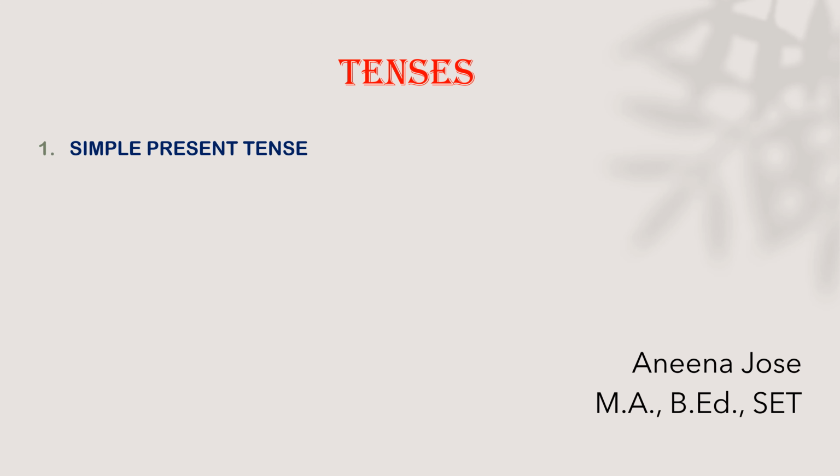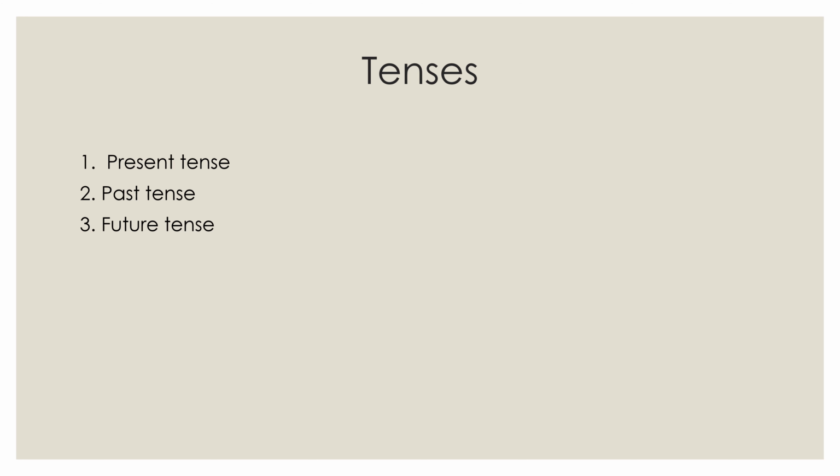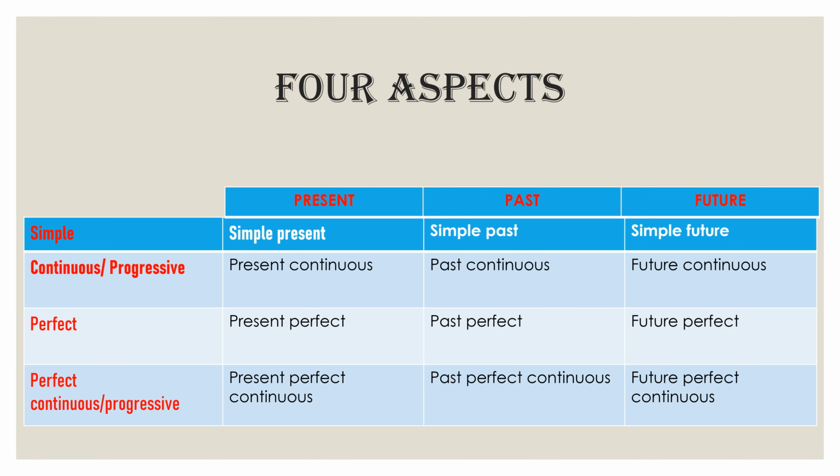Today we are going to begin with the topic tenses. Tenses are the backbone of a language. There are three basic verb tenses in English: present, past, and future. Each tense has four aspects: simple, progressive or continuous, perfect, and perfect progressive or perfect continuous.